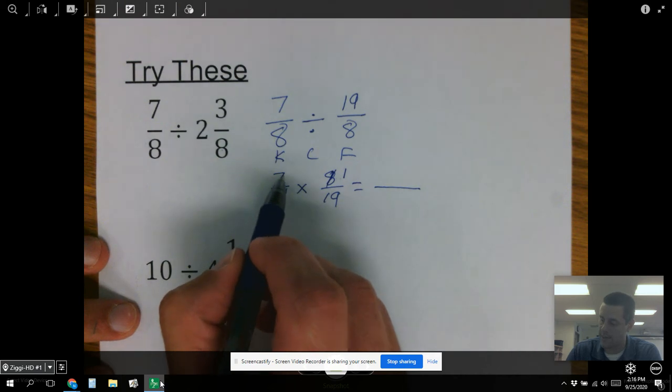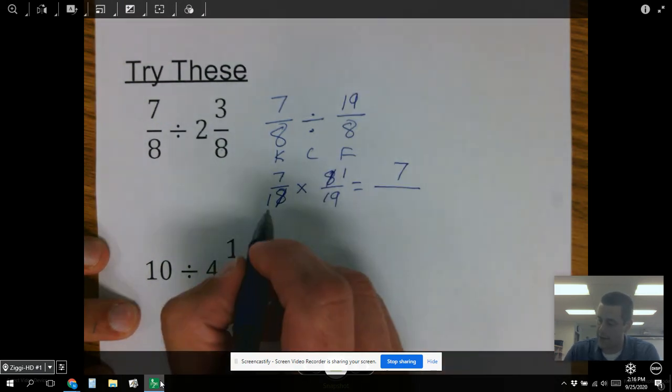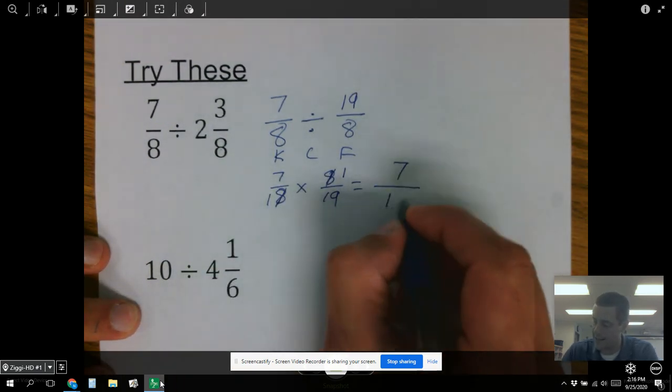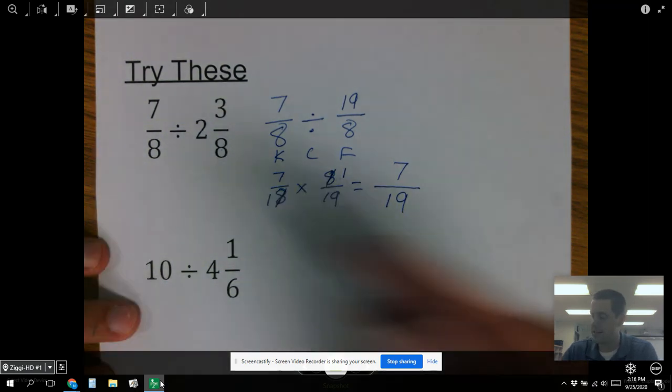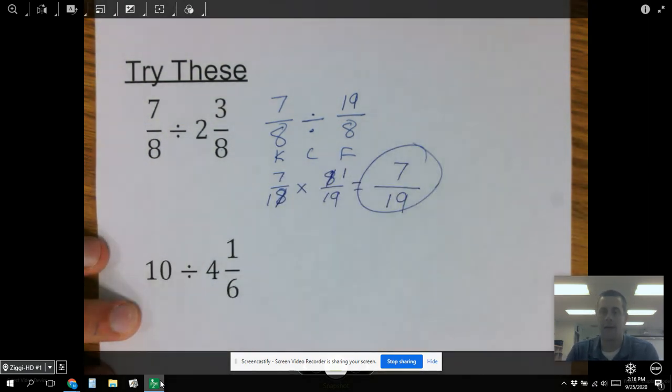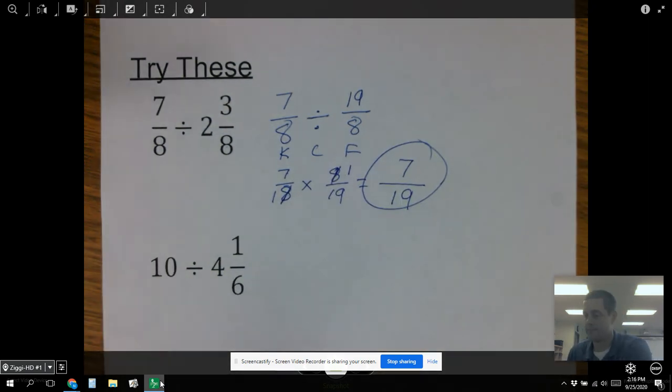Numerators across the top. 7 times 1 is 7, and the denominators 1 times 19 is 19. 7/19, it's proper, cannot be reduced, and your final answer.